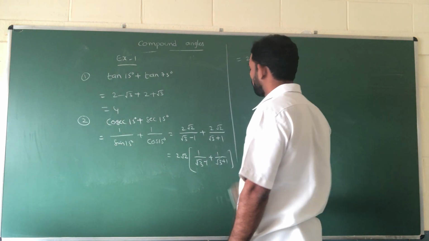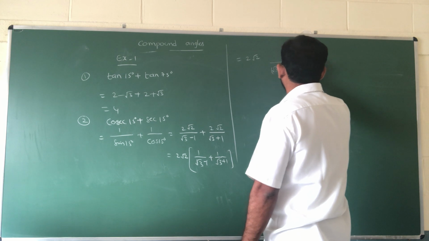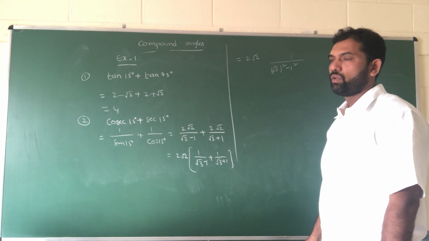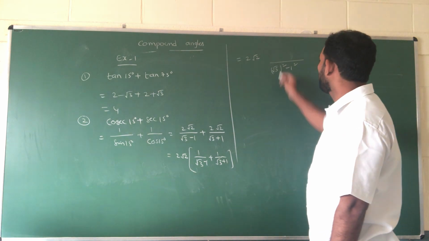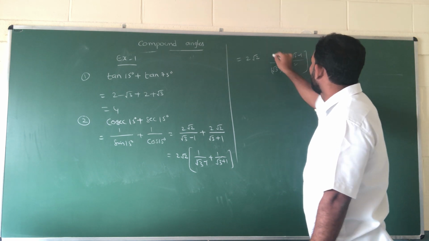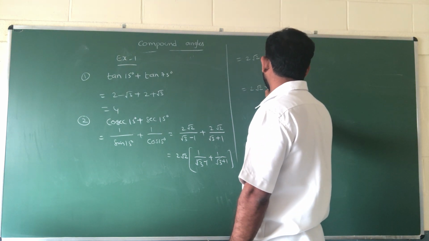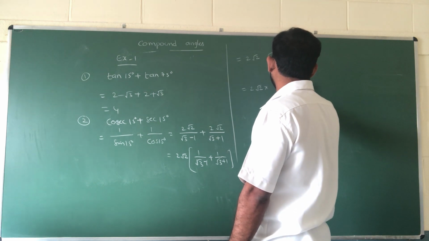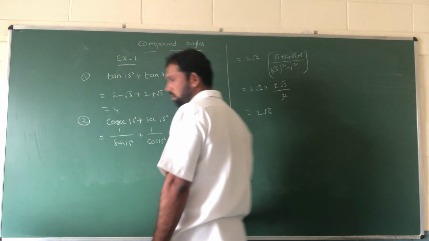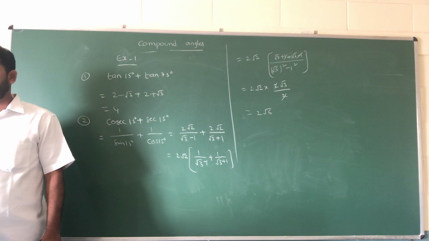2 root 2. So LCM, root 3 whole square minus 1 square. So this LCM is root 3 minus 1 times root 3 plus 1, which means root 3 whole square minus 1 square. Again cross multiplication: root 3 plus 1 plus root 3 minus 1. Again plus 1 minus 1 will be cancelled. What is remaining? 2 root 2 into, in the numerator, 2 root 3 divided by 2. 2 will get cancelled. So what is the answer? 2 into root 6 is the answer.